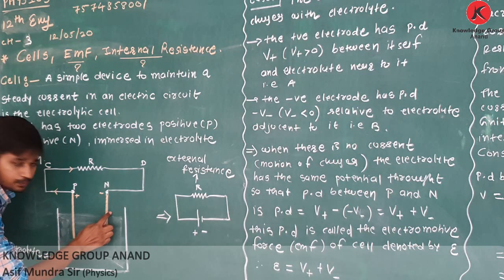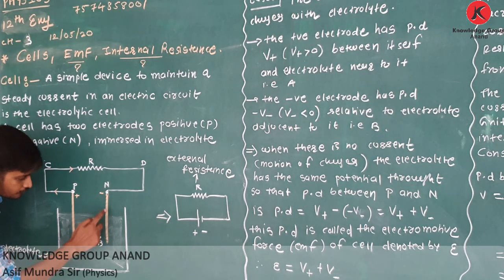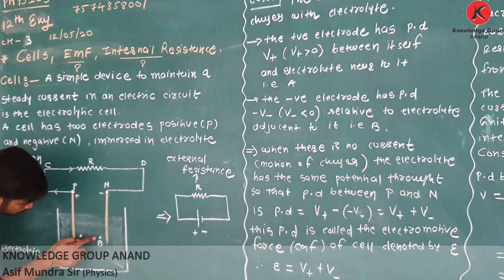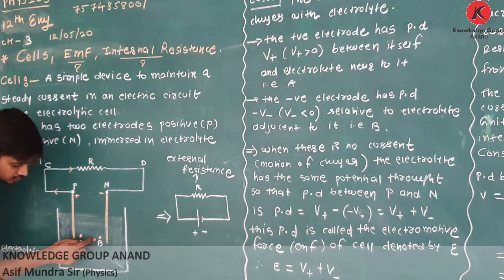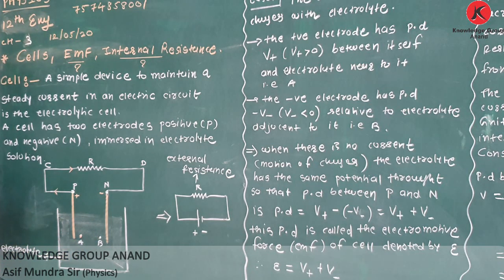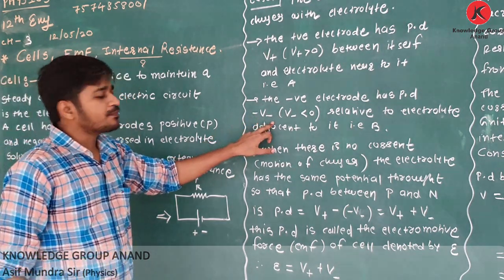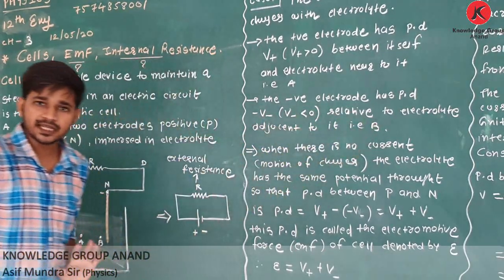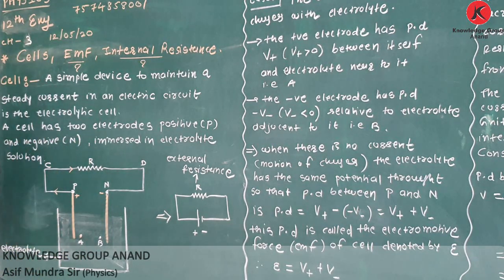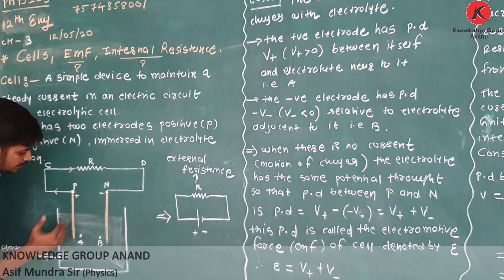Similarly, the potential difference between this negative electrode and this point B in the electrolyte is negative, that is minus V, less than 0 relative to the electrolyte adjacent to it. Clear about this? Now we are taking the first case, when charges are not moving, which means current is not flowing from N to B.